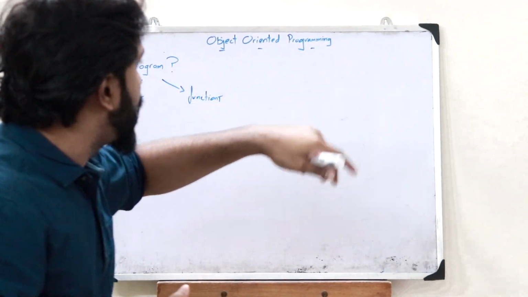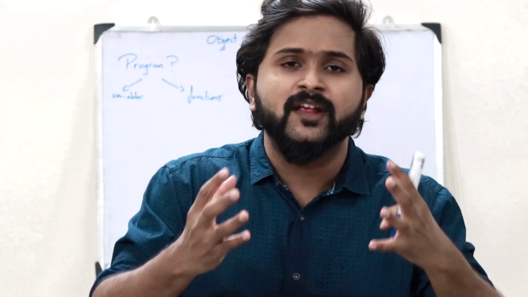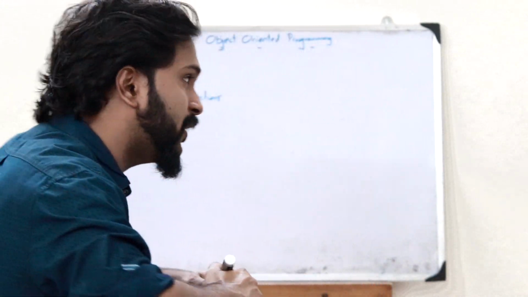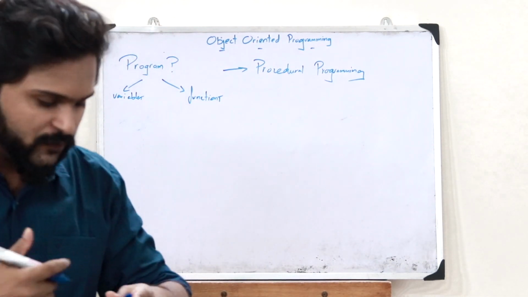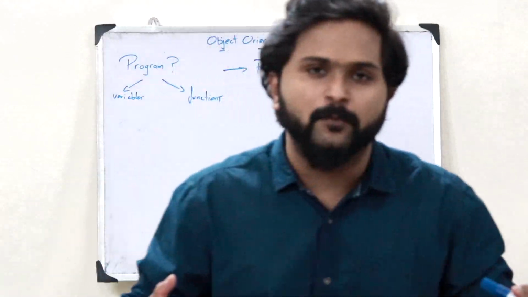Now, before the introduction of object-oriented programming, we had something referred to as procedural programming. In the case of procedural programming, based on our requirements, we used to create variables and functions. Let me make procedural programming simple for you.